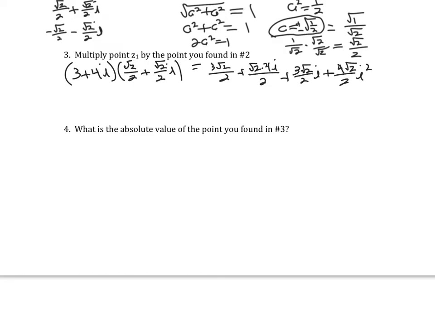All right, so let's do a little simplifying here. We take the terms that have i. We have root 2 over 2 times 4i, so the 4 and the 2 cancel out. We end up with just 2 root 2i.